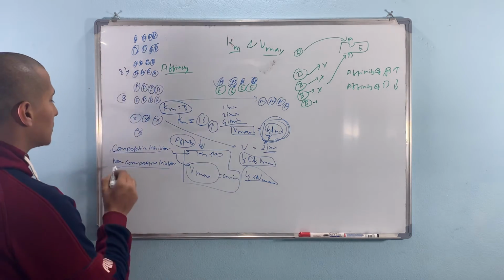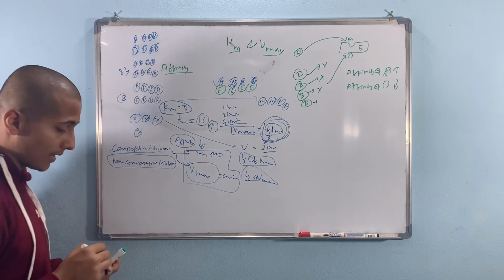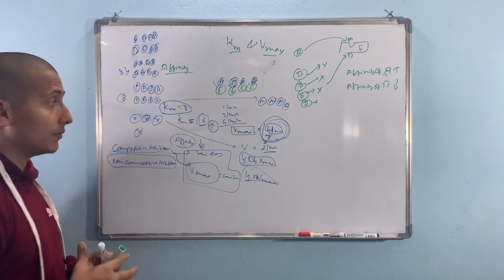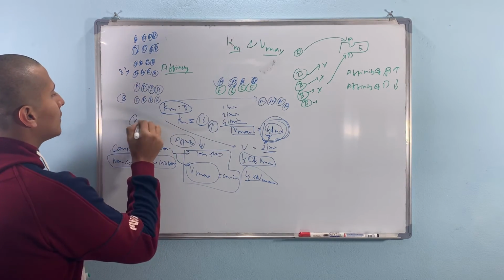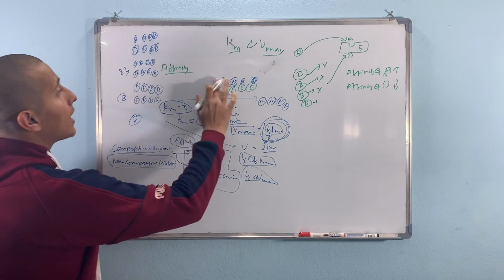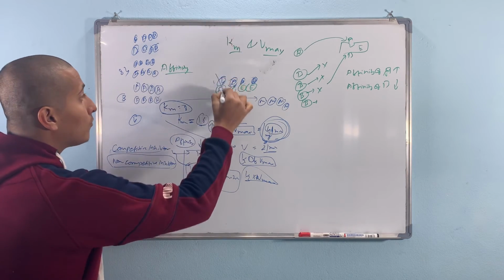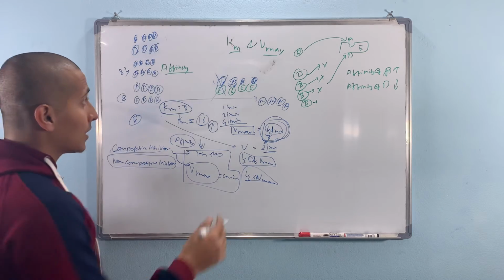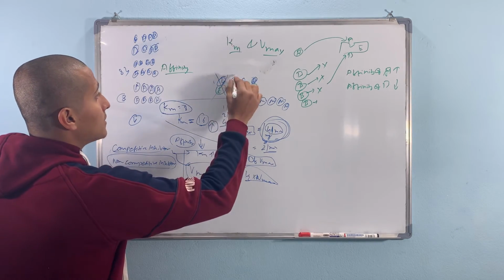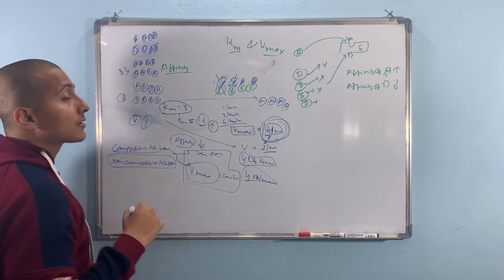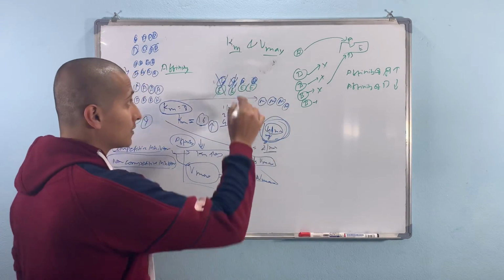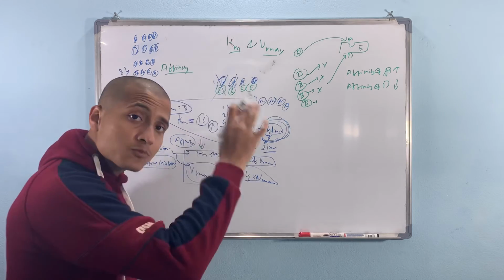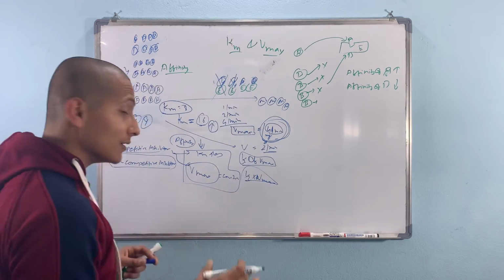Now, what happens when a non-competitive inhibitor is added? The non-competitive inhibitor, like Y. If we add Y, the Y gets into here and it completely inactivates the enzyme. So when the enzyme gets completely inactivated, the whole enzyme system's capacity decreases, right?